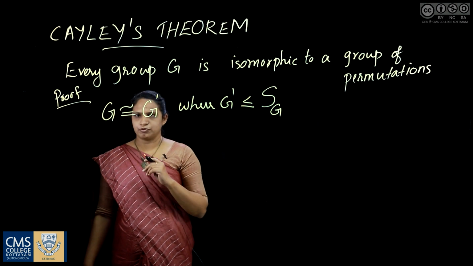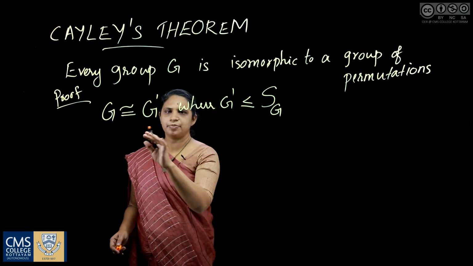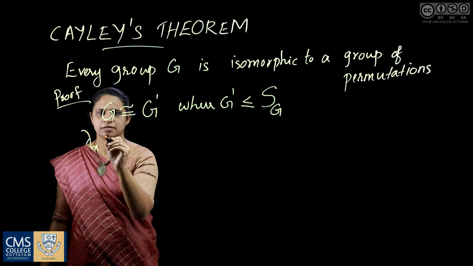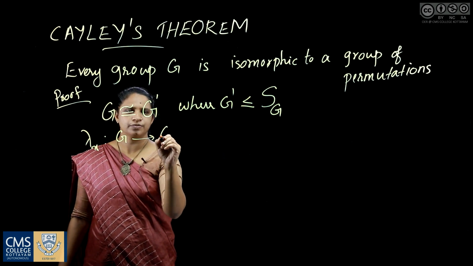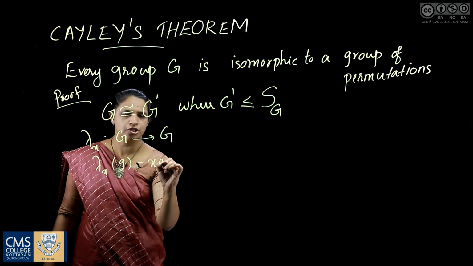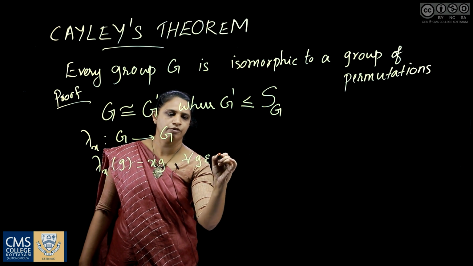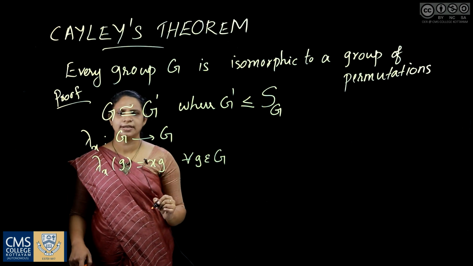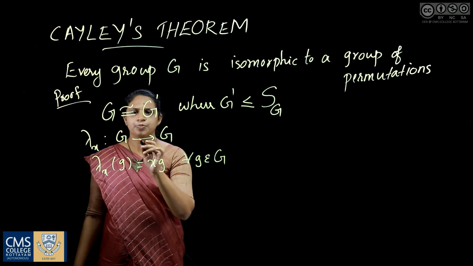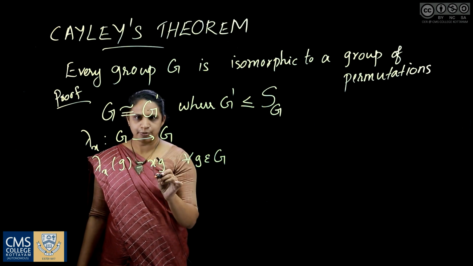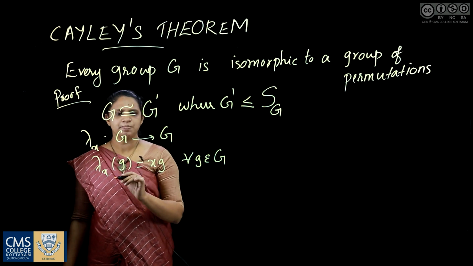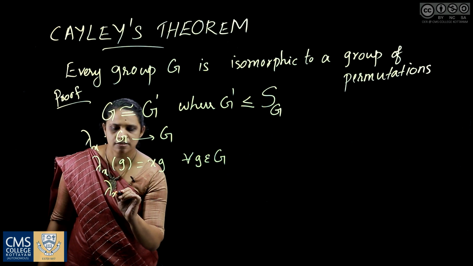So, let us start the proof. Here we assume that G is a given group, then we define a mapping λ_x from G to G defined by λ_x(g) = x·g for all g an element of the group G. Now, we prove that this λ_x is a permutation on G. To prove that it is a permutation, we need to prove that λ_x is 1-1 and λ_x is onto. As a first part, we prove that λ_x is 1-1.